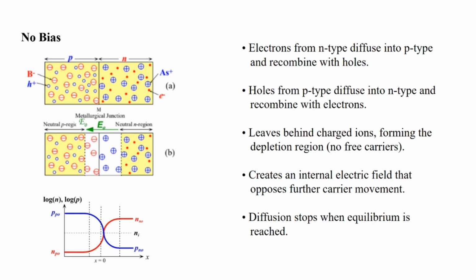The process creates a region near the junction called the depletion region, which contains no free charge carriers, only these fixed charges. The separation of the charge sets up an internal electric field that opposes further diffusion. Eventually, this electric field becomes strong enough to prevent more carriers from crossing the junction, and the system reaches equilibrium. At this point, a built-in potential, or the barrier potential, exists across the junction and no current flows.